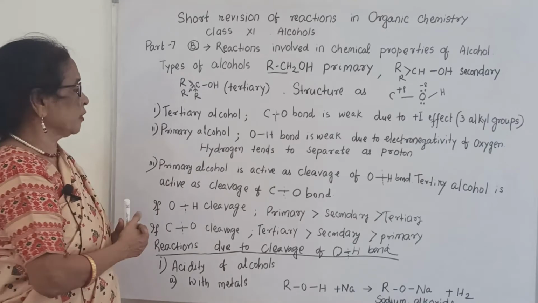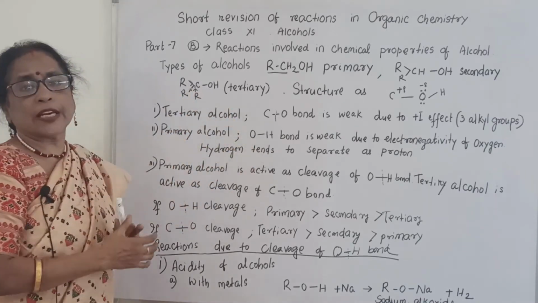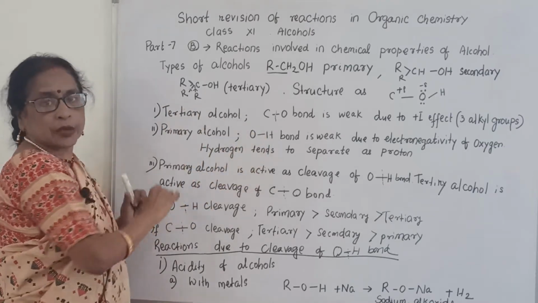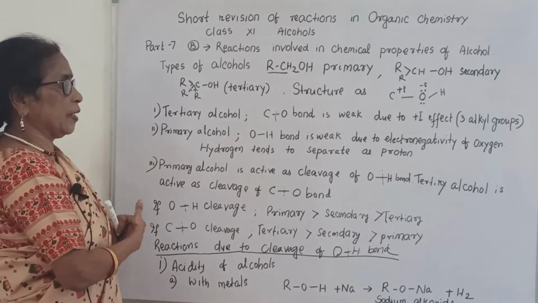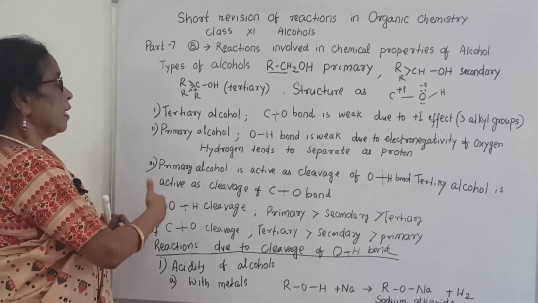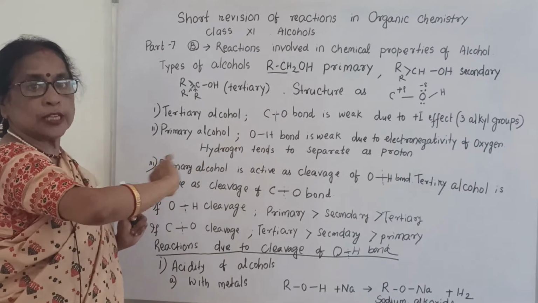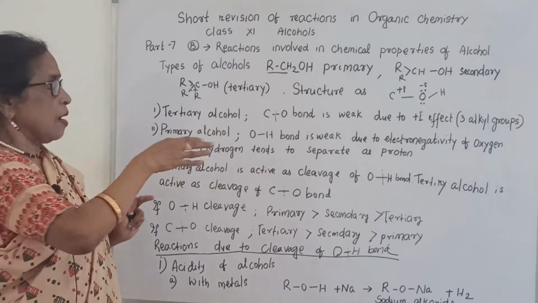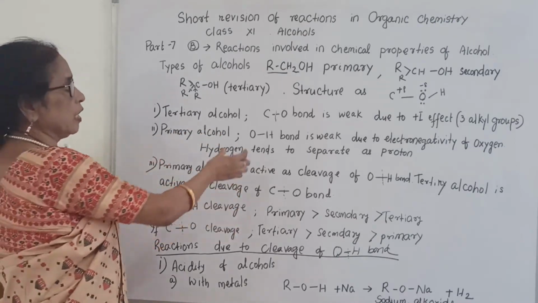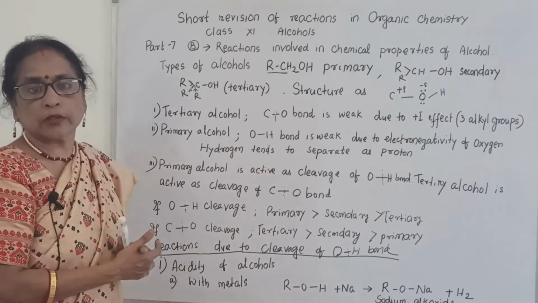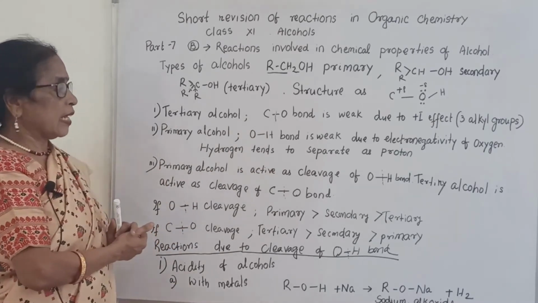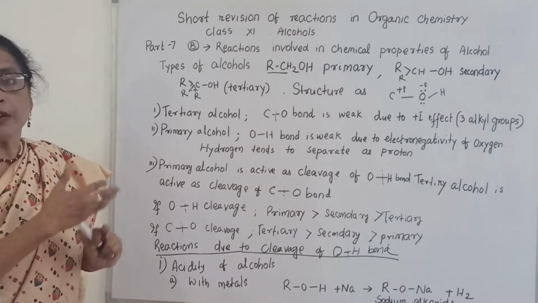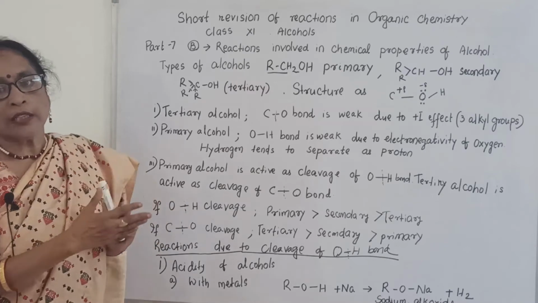In primary alcohol, the OH bond is very weak. Why? Because here only this oxygen and this hydrogen are responsible. Oxygen is more electronegative. That is why hydrogen tends to separate from this bond as a proton. That means the hydrogen separates from this OH group as a proton. So now you can say who is very active, whether primary or tertiary.